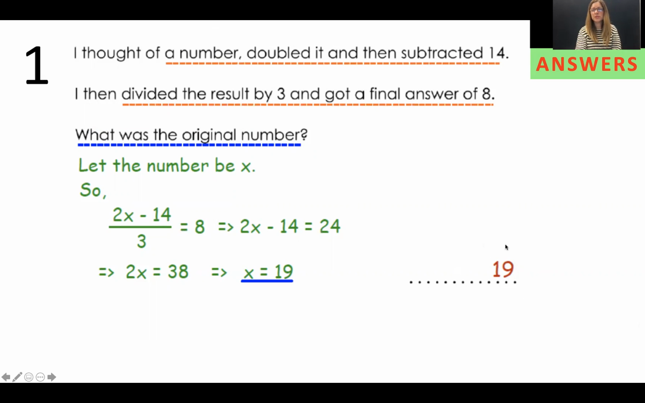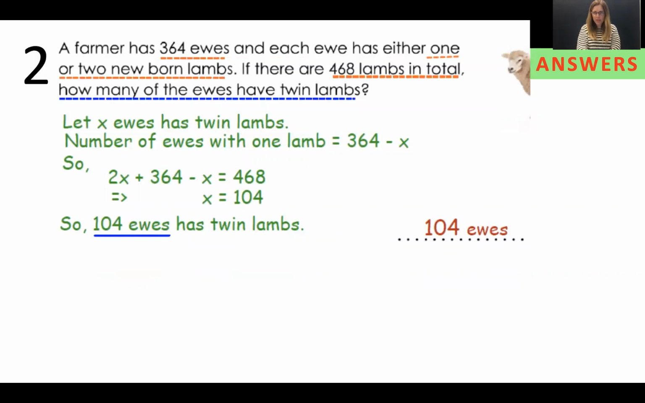Okay, and always substitute your answer back in, and then you can run back through and make sure you do indeed get 8 as your answer. Okay, so the answer to the second part of question 1 is 19. Question 2. This is quite a challenging question. We have to think about it a little bit, okay?